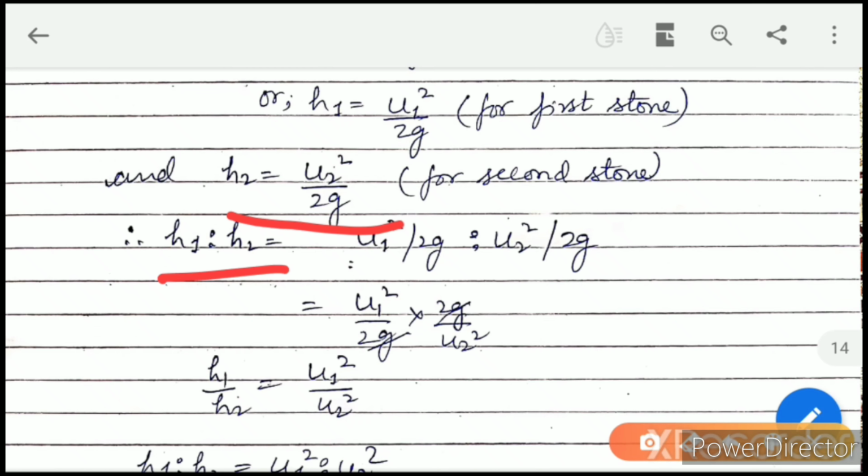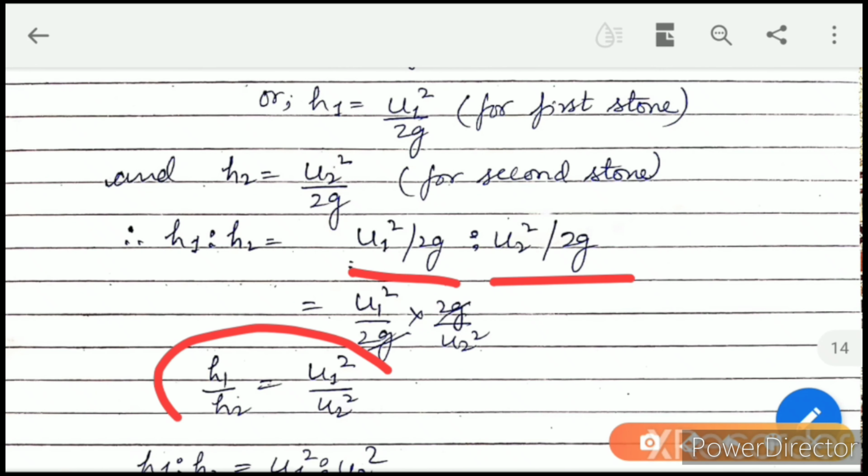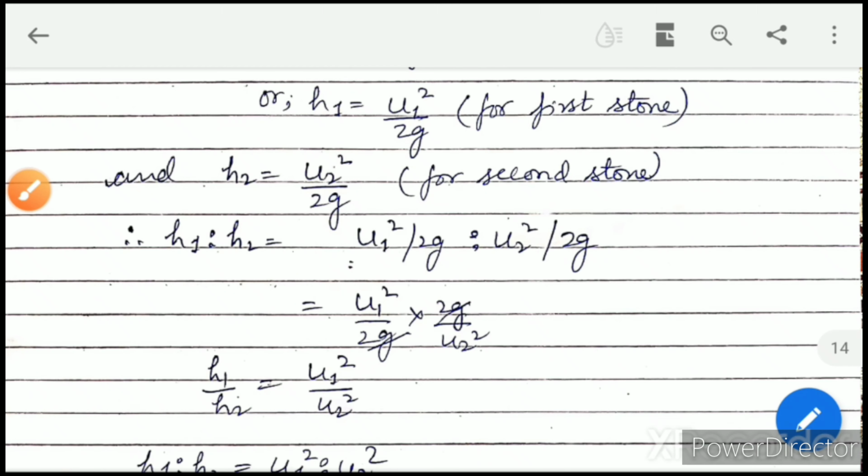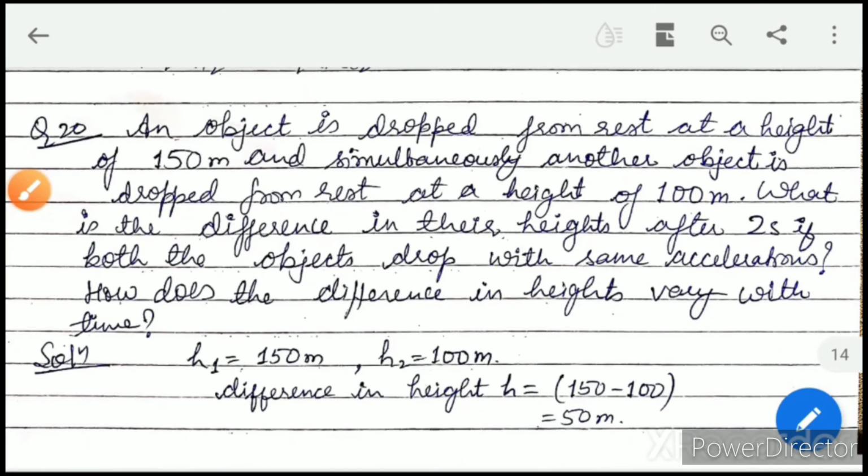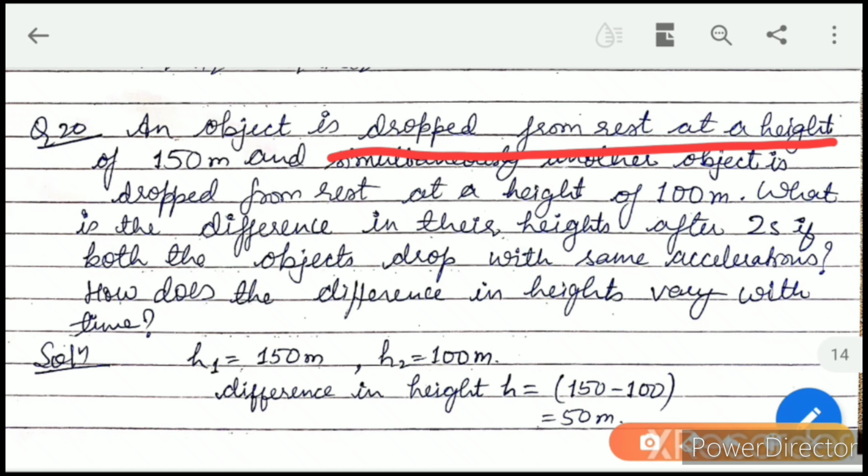We have to find the ratio of h1 and h2. Substitute the values u1 square upon 2g, u2 square upon 2g, and simplify. Here we get h1 upon h2 is equal to u1 square upon u2 square. So hence we have proved this. Now come to the last question, that is, an object is dropped from rest at a height of 150 meter.